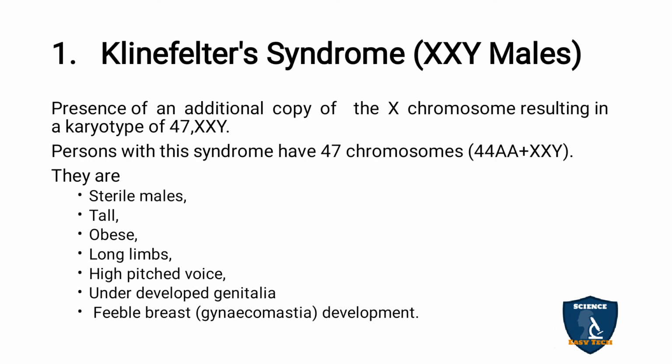First, Klinefelter's syndrome, double X with Y males. Addition of one X chromosome changes the karyotype, where normally we have only 46. With one X chromosome added, we have 47, that is the double X with Y condition, and this is seen in males. So this syndrome contains 47 chromosomes, that is 44 A plus XXY, an additional X chromosome is seen.